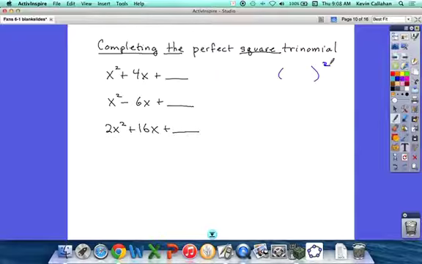You've got an x squared and you've got a 4x here. The 4x is going to be the middle term of the 3 when I've added a number there. You go to the middle term, divide the coefficient by 2. 4 divided by 2 is 2. Square it. 2 squared equals 4. So you put a 4 there.